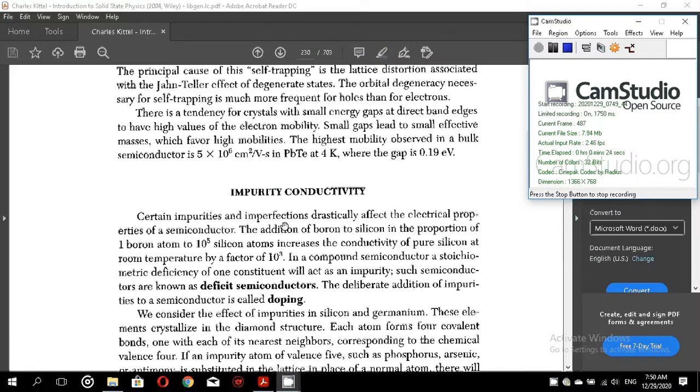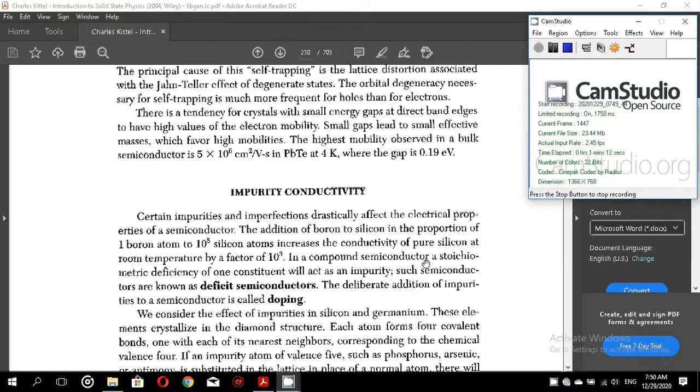Certain impurities and imperfections drastically affect the electrical properties of a semiconductor. The addition of boron to silicon, in the proportion of one boron atom to 10 to the power 5 silicon atoms, increases the conductivity of pure silicon at room temperature by a factor of 10 to the power 3. So you see that if you just add one boron atom to 10 to the power 5 silicon atoms, the conductivity increases by thousands of times. So very interesting and very useful.